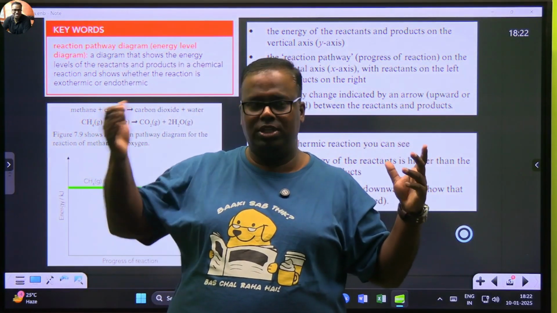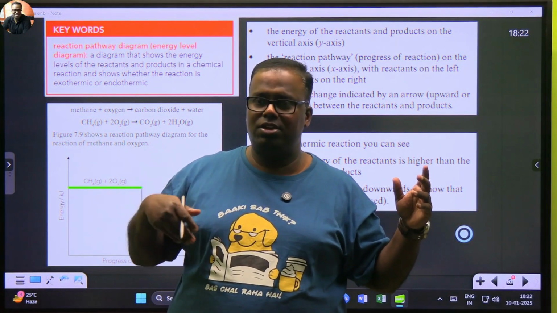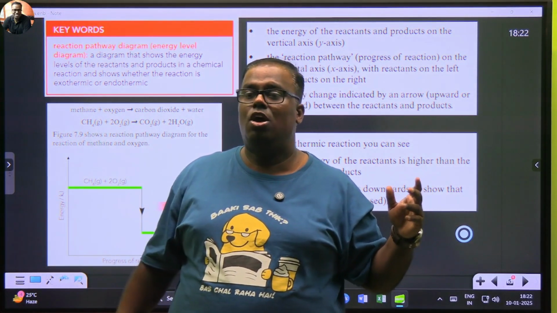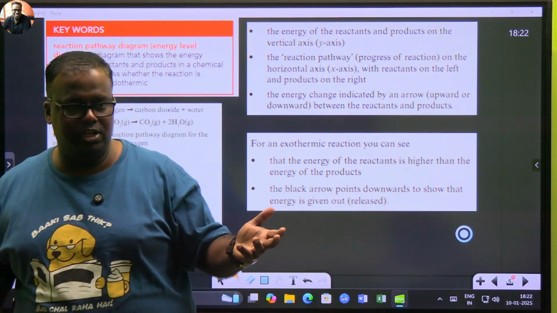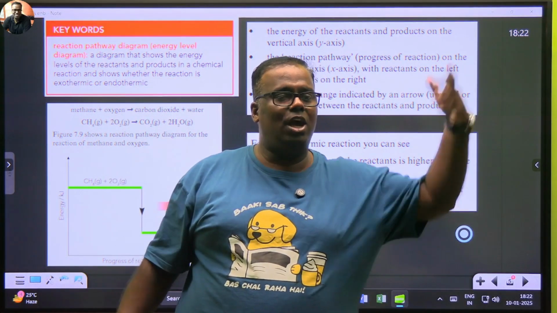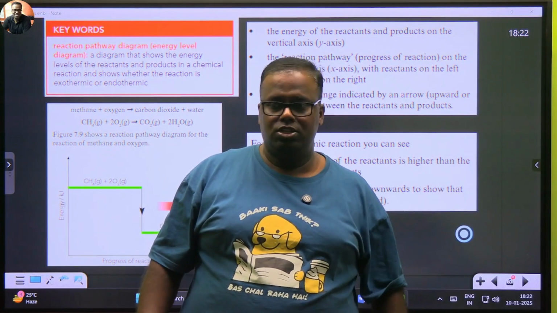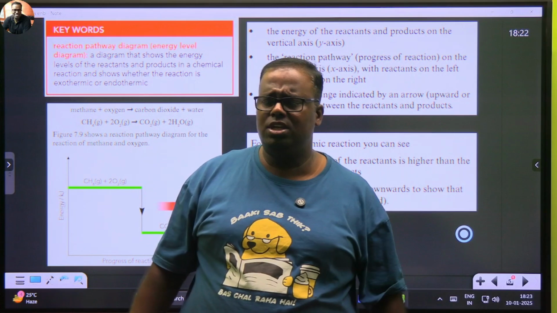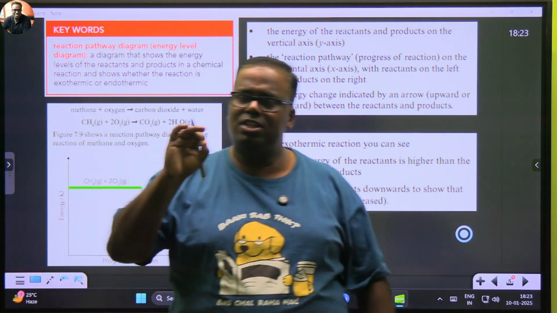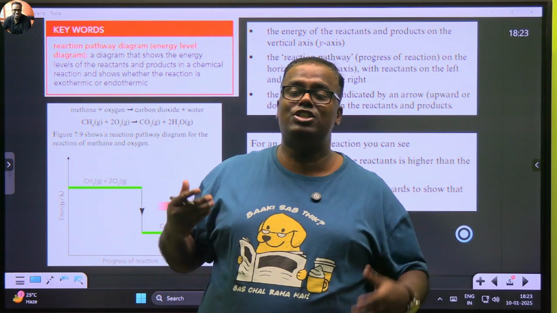Either the system, that is the chemical reaction, is taking energy in, in that case we will call it endothermic, or the chemical reaction is giving out energy. Taking in means it will always be on the reactant side. Given out means it will always be on the product side. So from this we get to know that it will be either an exothermic process or an endothermic process. Now, how do you indicate exo and endo?